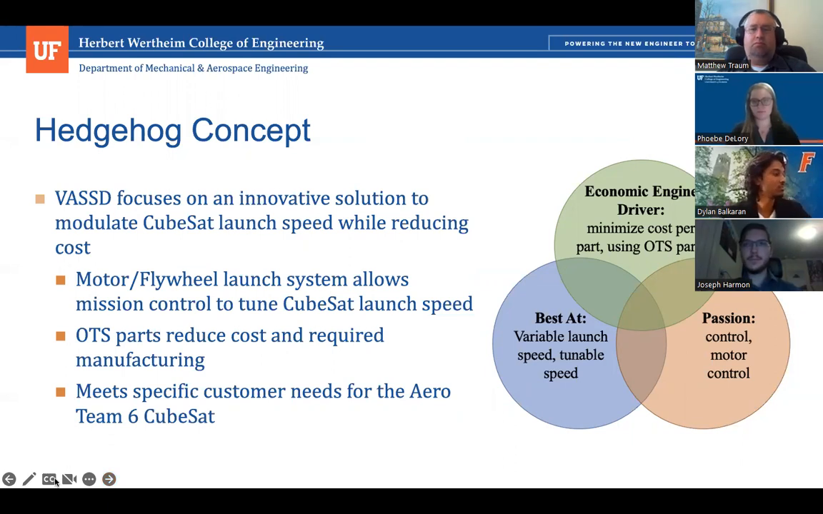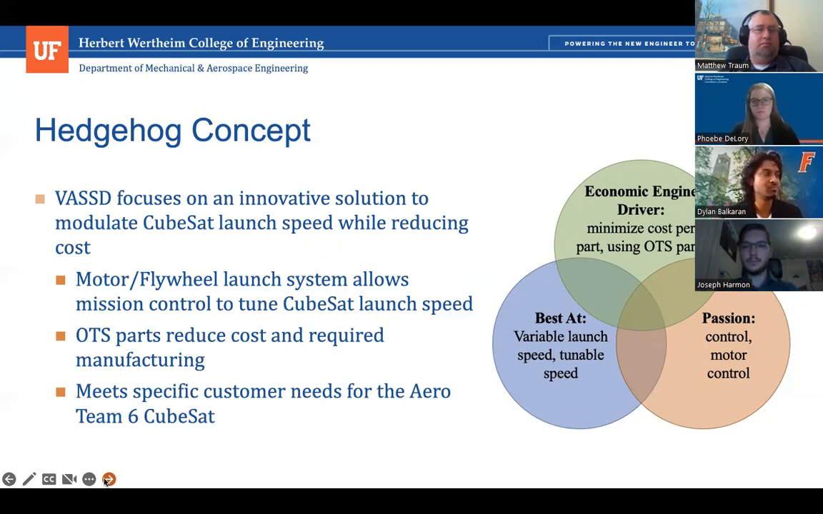We also wanted to think outside of the box. The majority of CSDs that currently exist on the market use some kind of spring system, which means that the CubeSat will only be launched at a specific velocity. We want to create a variable, tunable solution that would allow a mission control to select what speed they wanted the CubeSat to be launched at. So we wanted to use these two and combine it with our passion for motor control.